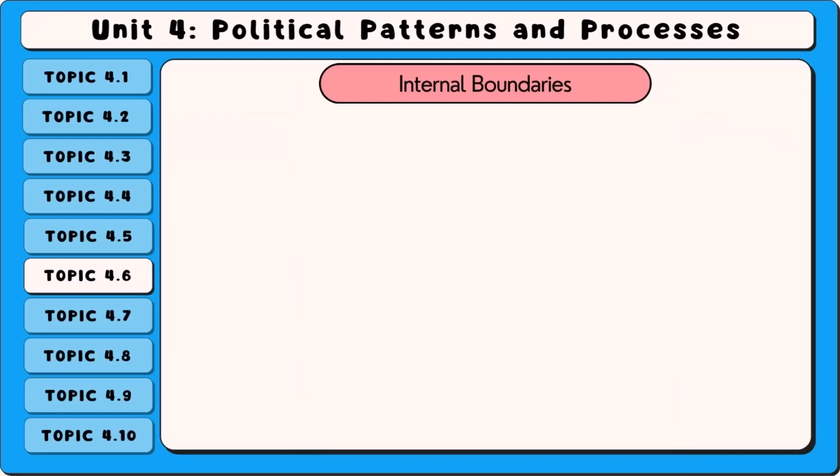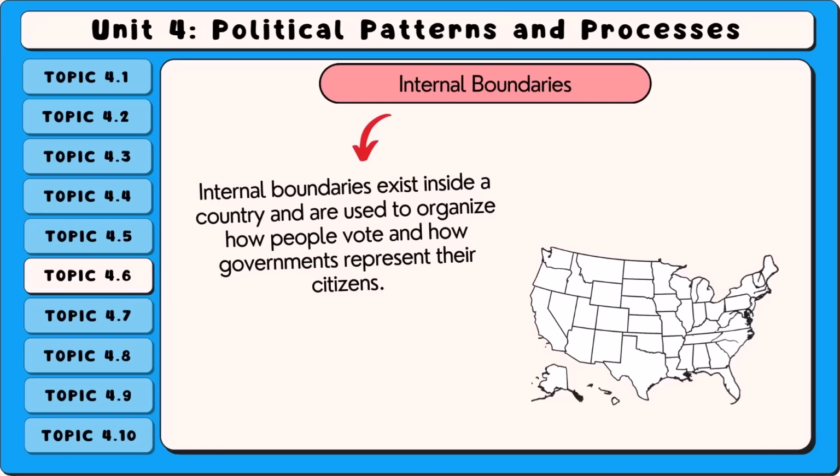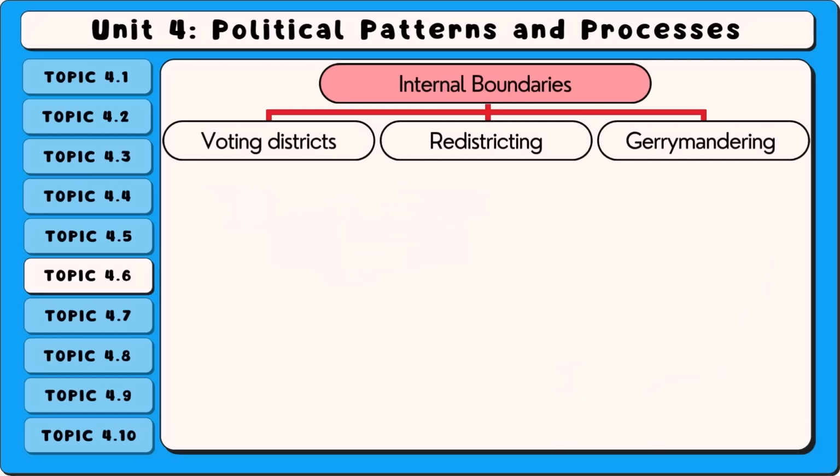Topic 4.6 pivots to internal boundaries within countries, especially voting districts. These boundaries exist inside a country and are used to organize how people vote and how governments represent their citizens. We will study this topic in three parts. First, we'll look at voting districts. Second, we'll examine the process of redistricting, including why it happens and how it shifts political power. Finally, we'll look closely at gerrymandering and how it affects elections. To begin, we need to understand what voting districts are and why they exist.